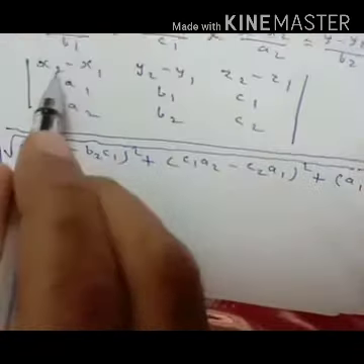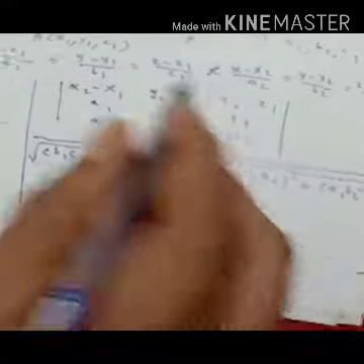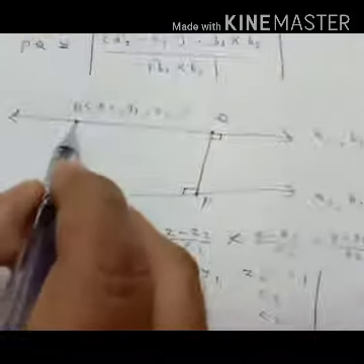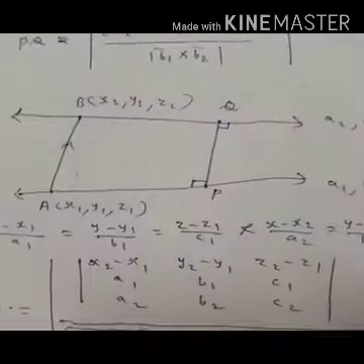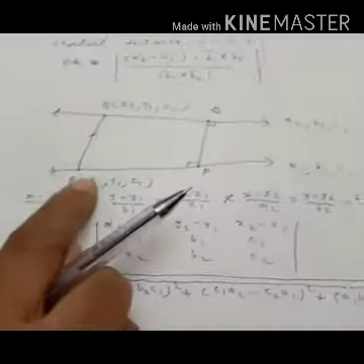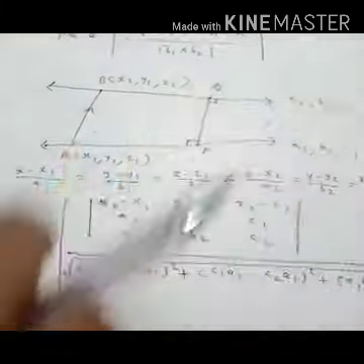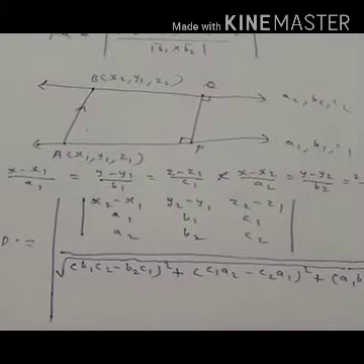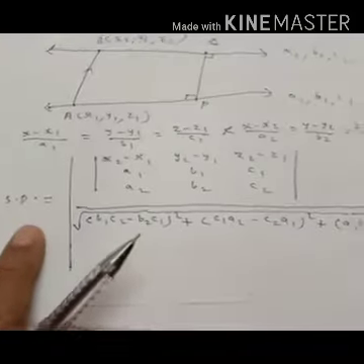In the determinant, observe the first row: x2 minus x1, y2 minus y1, z2 minus z1. Now they represent the direction ratios of AB. So if we know the coordinates of one point on each line and the direction ratios of the lines, then we can find the shortest distance between two skew lines.